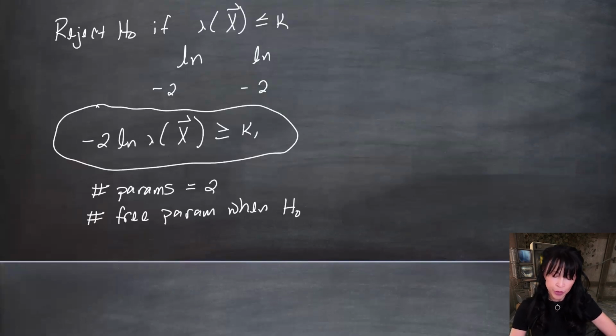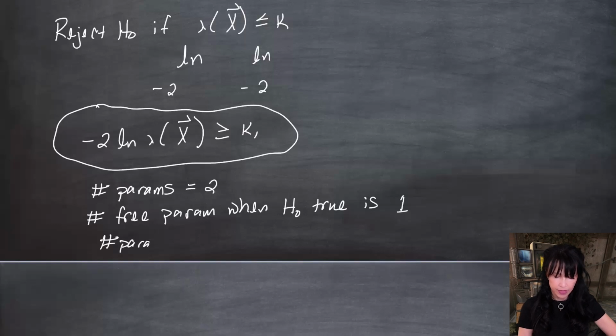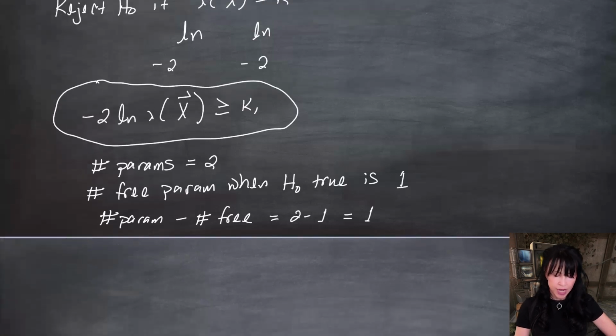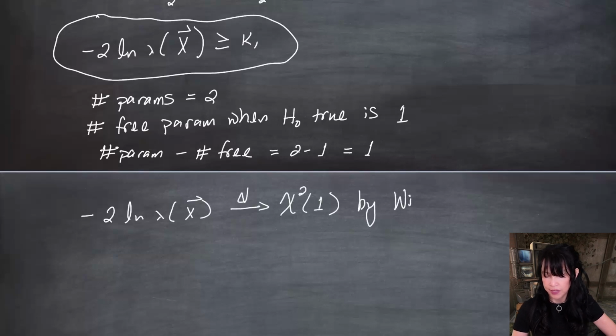But the number of free parameters when the null hypothesis is true, that null hypothesis nails down mu, so we just have sigma squared free. This is 1. And so the number of parameters minus the number of free parameters is 2 minus 1, or 1. So minus 2 times the log of the generalized likelihood ratio is converging in distribution to a chi-squared 1 by Wilks's theorem.